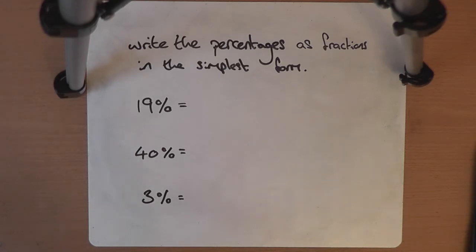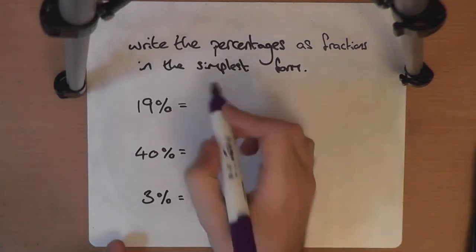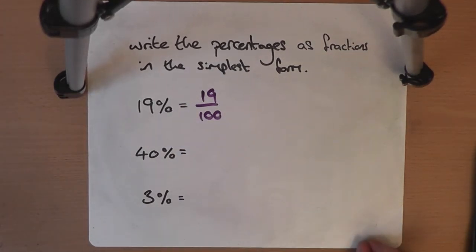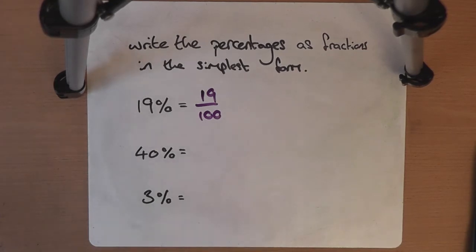So 19% literally means 19 out of 100, and we can then write that as 19 over 100. Will that cancel down? Well, actually 19 is a prime number, so it turns out that that one is already in the simplest form.